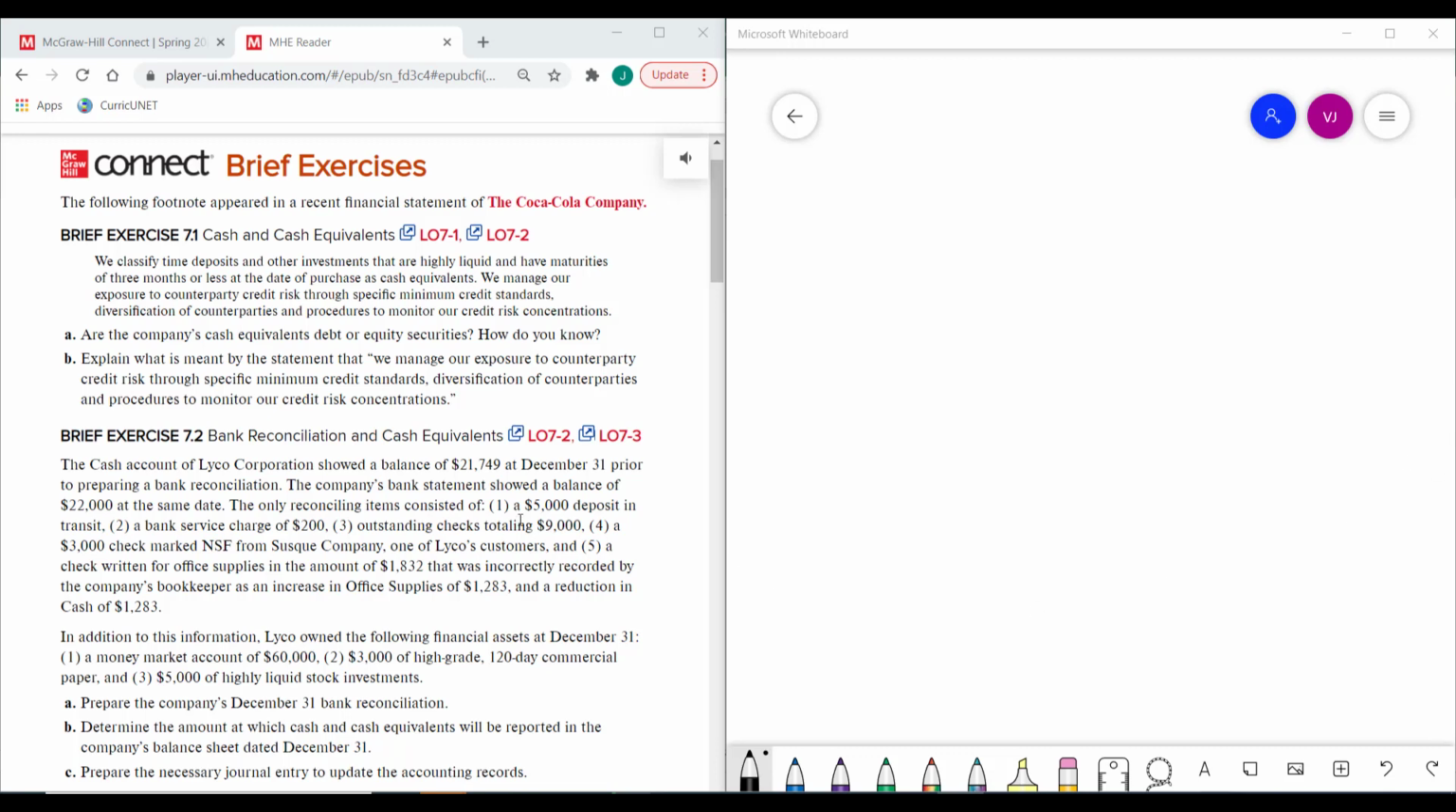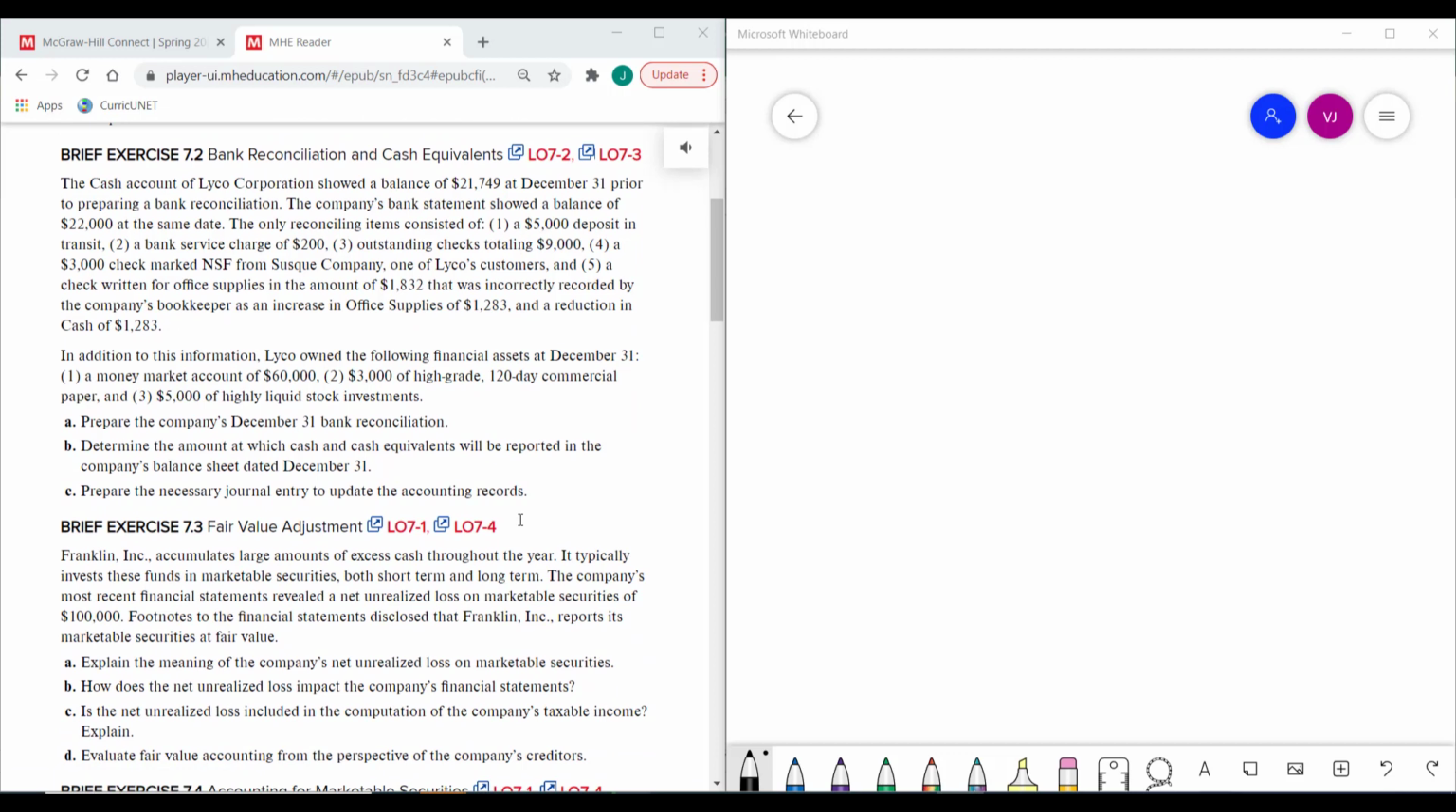Okay, so let's move on to 7.2, bank reconciliation and cash equivalents. We're going to be given a chunk of information here, and we have to reconcile our bank balance with our book balance. It says the cash account of LICO Corporation showed a balance of $21,749 at December 31st prior to preparing a bank reconciliation. The company's bank statement showed a balance of $22,000 at the same date. So we can see the cash balance according to our cash account and our bank statement balance aren't in agreement.